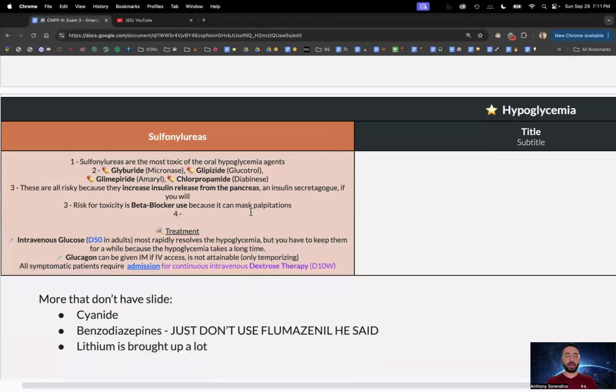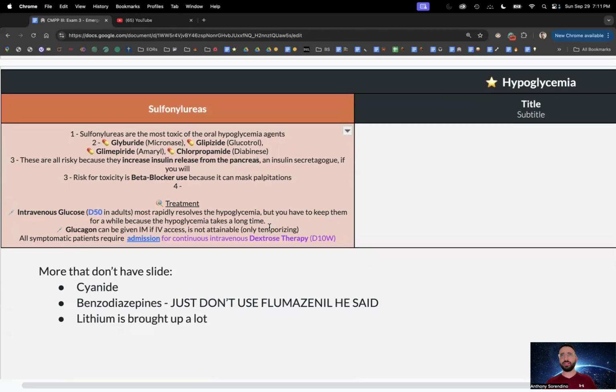Sulfonylureas like glyburide, glipizide, glimepiride. Treatment here is just D50. So these are like insulin secretagogues, whatever. I have a lot of trouble with words, apparently.